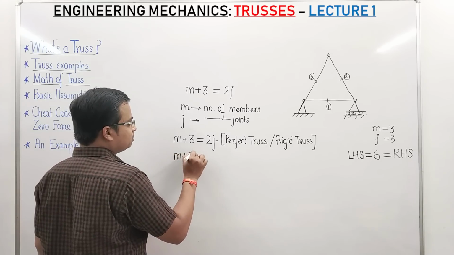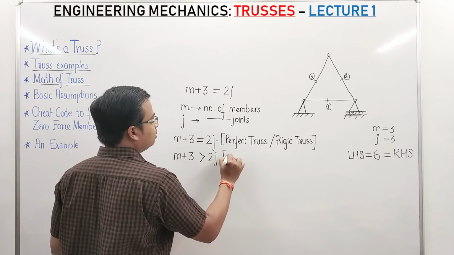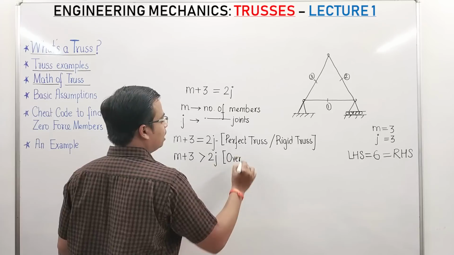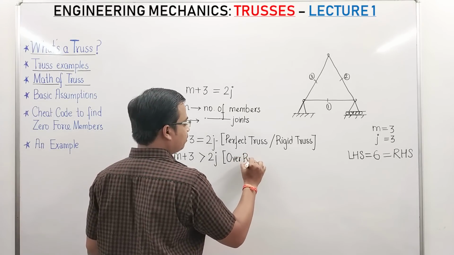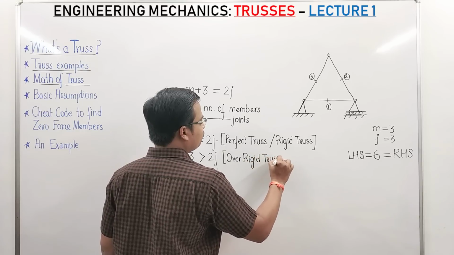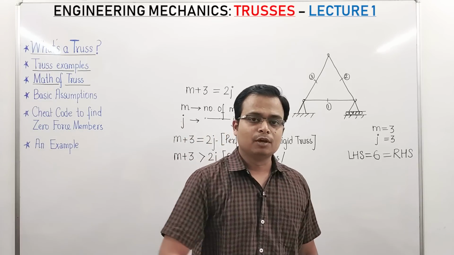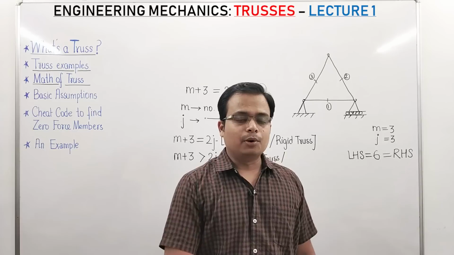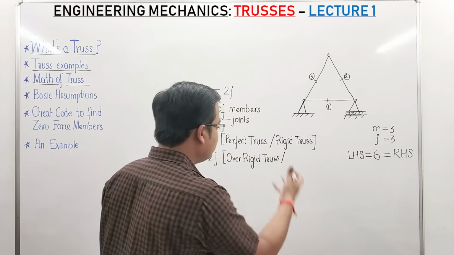If M plus 3 is greater than 2J, in that case, you would call that arrangement an over-rigid one. Over-rigid truss. Remember all these things. These are very fundamental. You might come across objective problems where you will be given four options, four figures, and you need to work out which one of them is an over-rigid truss. And that's how you need to work it out. Okay.